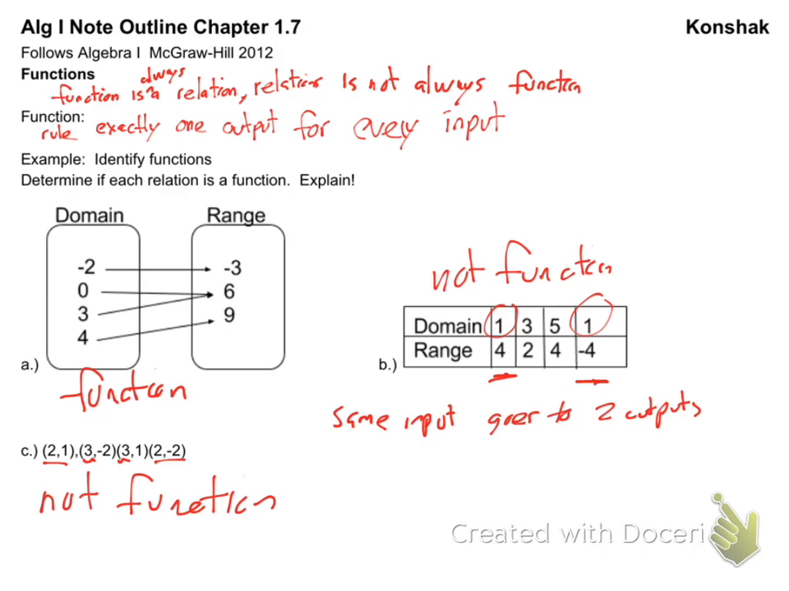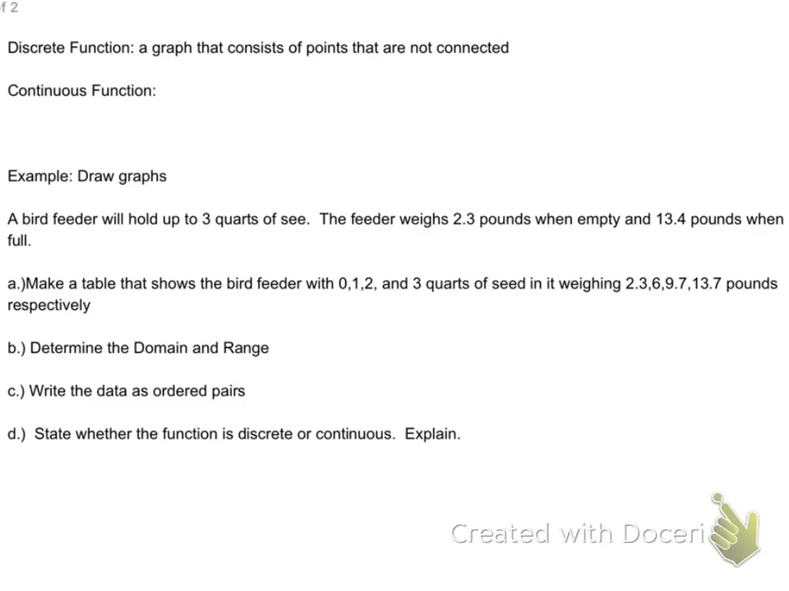Okay, turn the page. Okay, looks like a lot of words. There's a couple examples in here. Discrete function, guys. I already gave you the definition here. A discrete function is a graph that consists of points that are not connected. Can we think of a situation where a graph would not be connected?